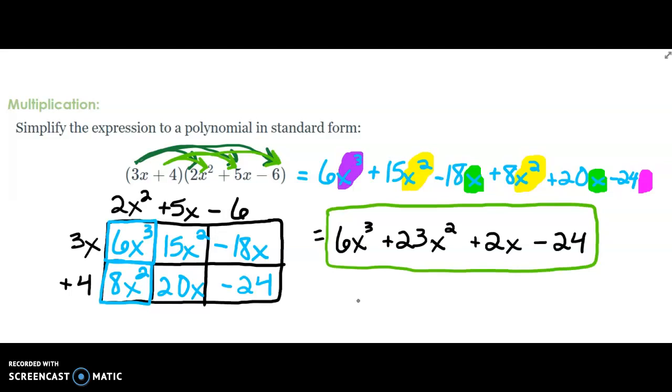This cubic polynomial, because its degree, its highest exponent is 3. So again, using our vocab, that I have here boxed in green. And that is 3x plus 4 times 2x squared plus 5x minus 6. All right, that is what today is focused on.